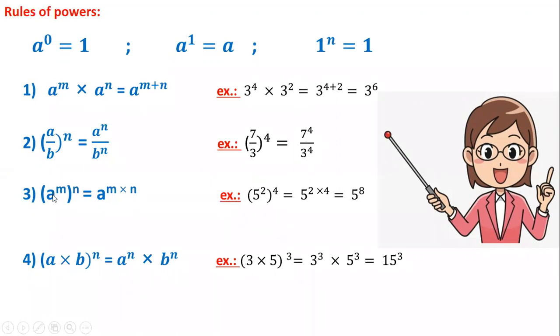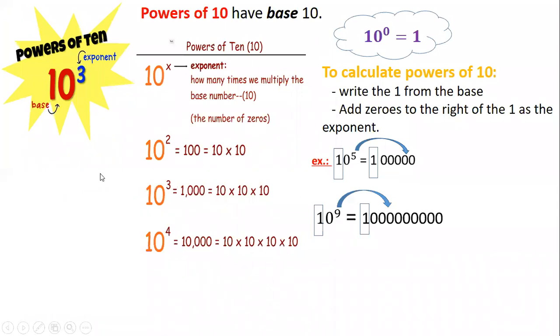Now, if we have a base and two exponents, this rule is called a power of power. Here, we keep the base as it is and we multiply the exponents. If we have multiplication of different bases and same exponent, we multiply the bases and we keep the exponent as it is. Please understand these rules well.